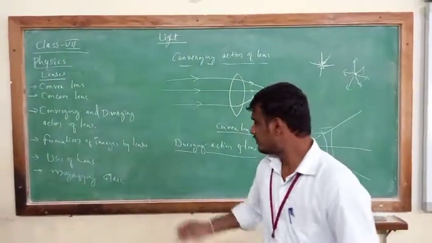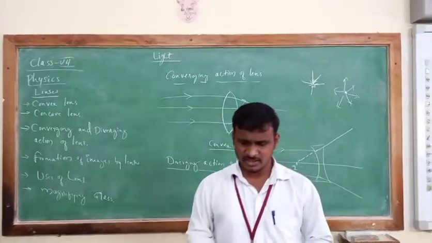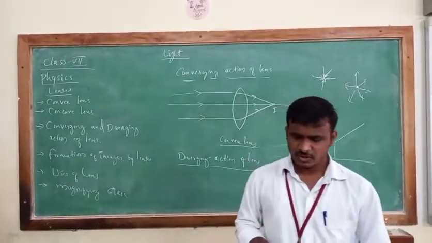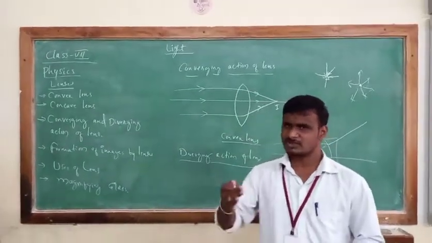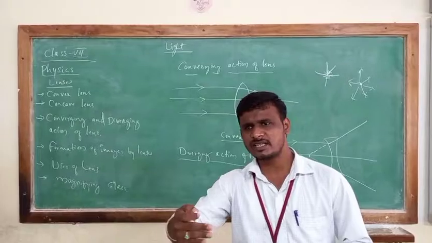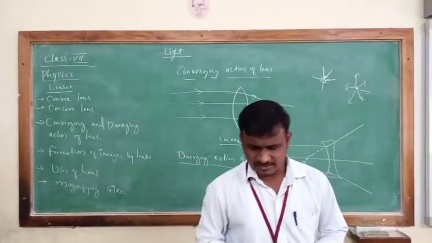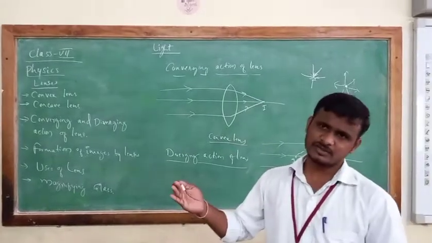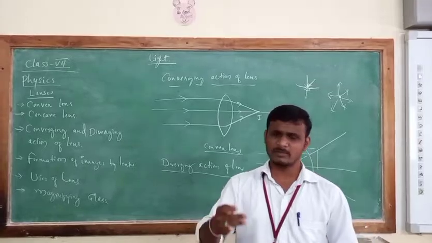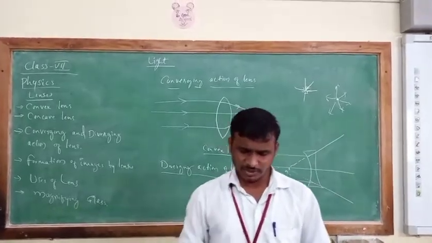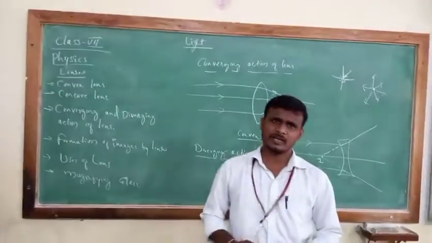Next, uses of the concave lenses. Where are we going to use the concave lenses? Concave lenses are used for correcting short sightedness. Short sightedness means we are unable to see near objects. There we use the concave lens, and we also use the concave lens in Galileo telescope. So these are some of the uses of convex and concave lenses.